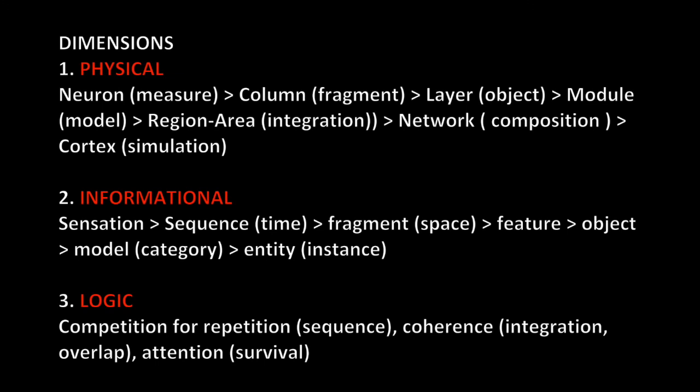And finally, let's cover our dimensions. Unlike neurons, there aren't many to cover with cortical columns and modules. We only really need to talk about three: the physical, the informational, and the logical. The physical consists of the neuron, which is measuring; the column, a fragment; the layer, which processes an object or a fragment; layers, which project an object; modules, which put together a model; a region integrates it; a network puts together a composition; and the cortex produces what is effectively a simulation in real time. It's a predictive simulation, but it's a simulation.